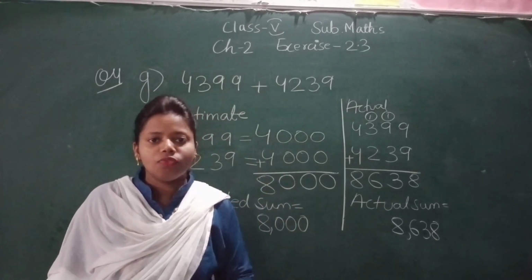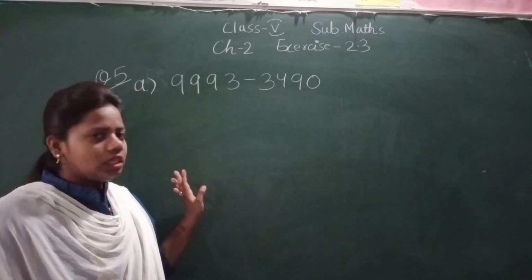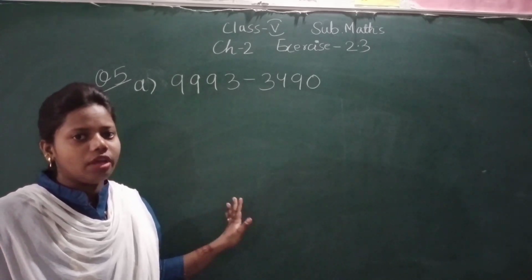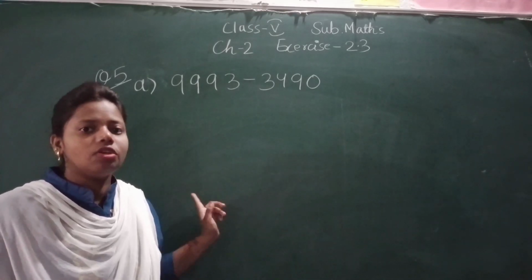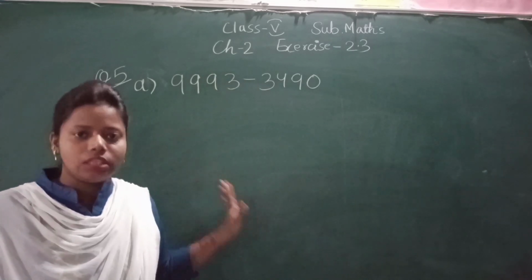Now let's move to the last question of this exercise, question number 5. This is question number 5A. We will do it the same way we estimated the sum. But there we did addition, here we will do subtraction. Can you see the sign? We have to subtract. But the process is the same.